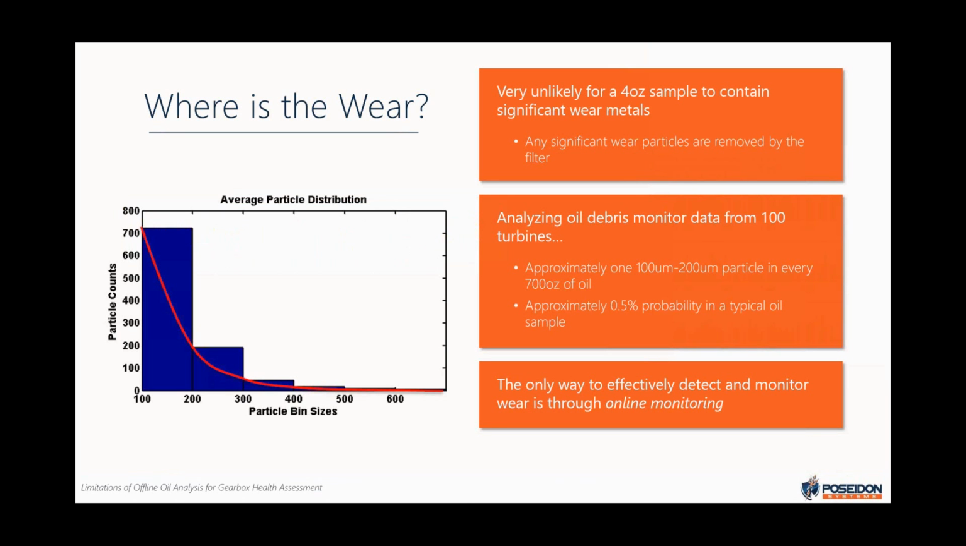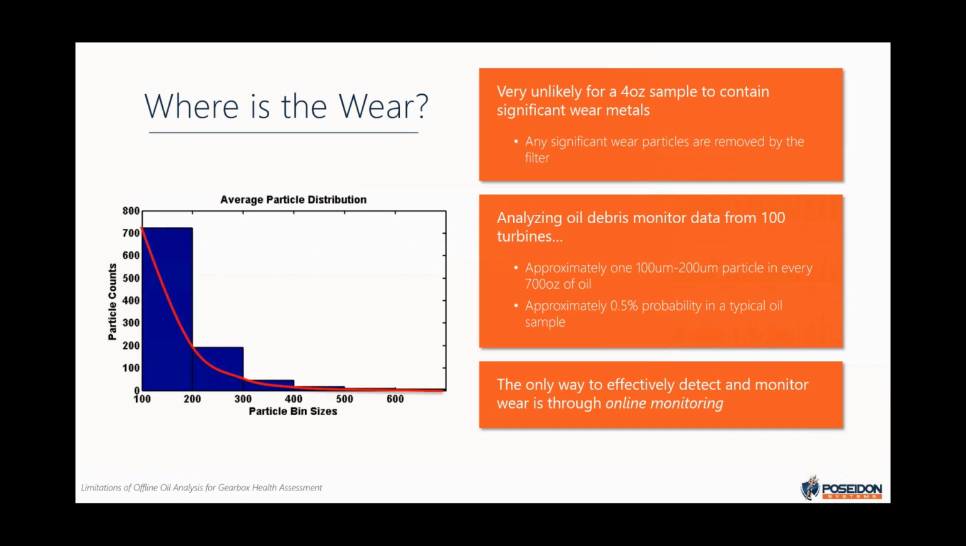The histogram on the left shows the average distribution of particle sizes over the course of a month. By analyzing online data from 100 turbines, we found that a typical turbine generates 700 100 to 200 micron particles a month. By taking flow rate into consideration, we calculated that there's approximately one 100 to 200 micron particle in every 700 ounces of oil.